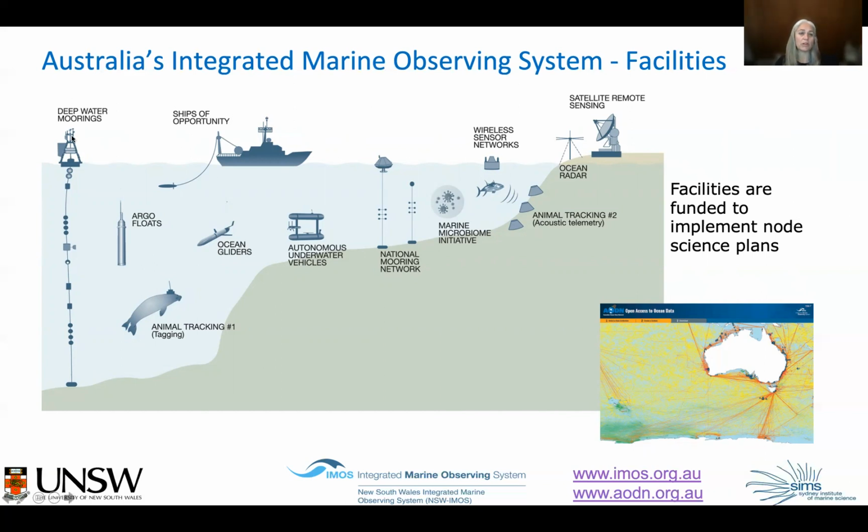So we have a deep water mooring facility, an Argo float facility, biologging facility, ocean gliders, autonomous vehicles, a national mooring network that's supported by sub-facilities around the country, and I lead our national mooring sub-facility on my coast. My marine microbial initiative, animal tracking, coastal ocean radar, satellite remote sensing, and most importantly, our data portal, the Australian Ocean Data Network, where we provide our data.